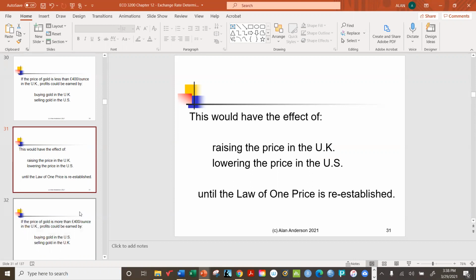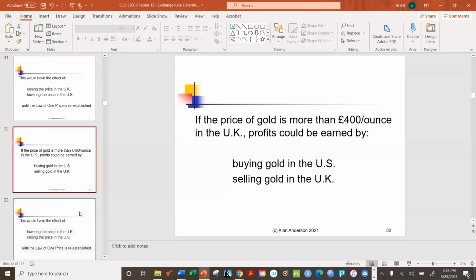Now, you can probably imagine this works in both directions. What if the gold is overpriced in the UK? For example, what if it's selling for more than 400 pounds? Then we would do the opposite. We'd buy the gold in the United States where it's relatively cheap and sell it in the UK where it's relatively expensive.